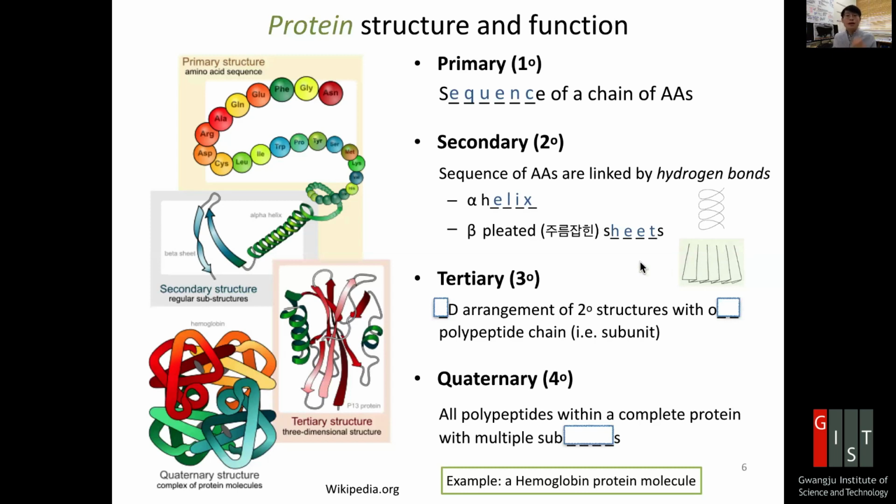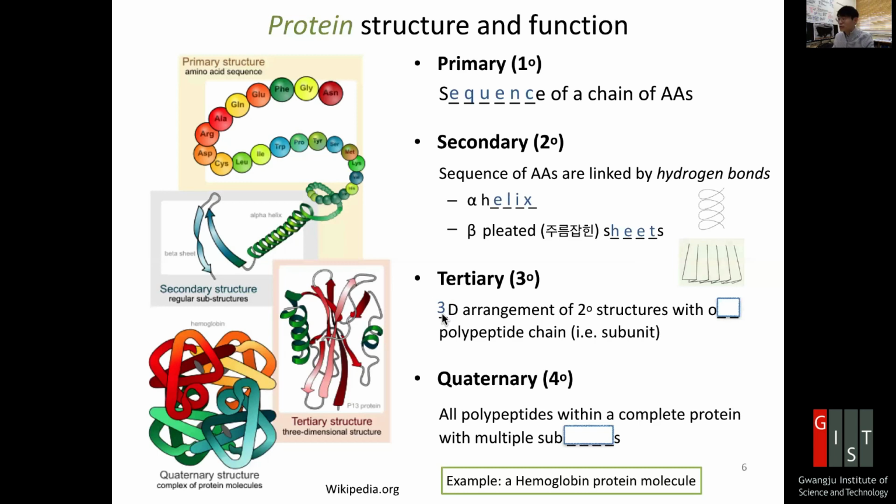In fact, this structure was discovered and clarified by Linus Pauling at Caltech, and he got the Nobel Prize in 1951 for this. And this secondary structure is a substructure, and the whole full three-dimensional structure, which looks like this as an example, we call the tertiary structure of protein.